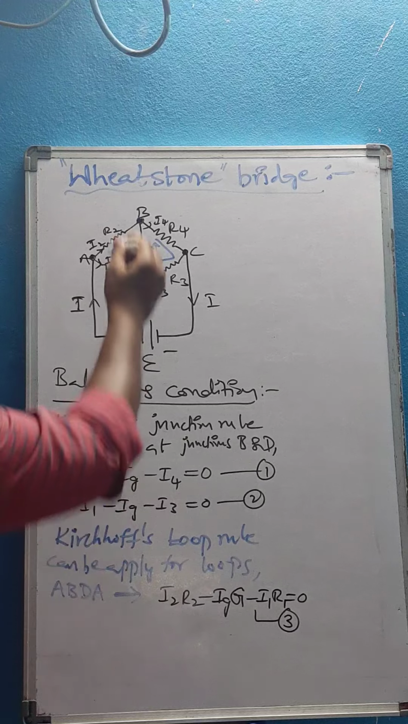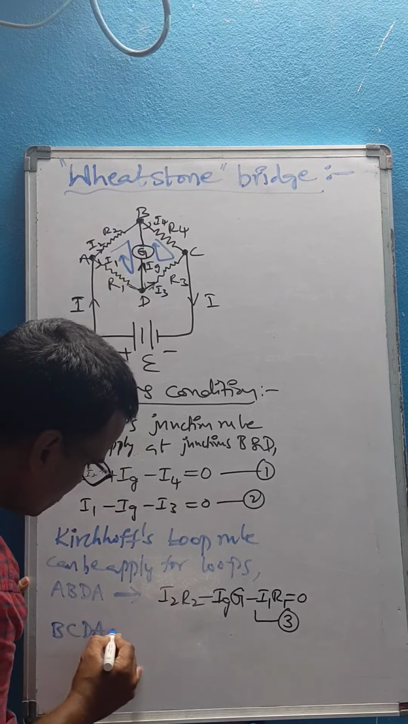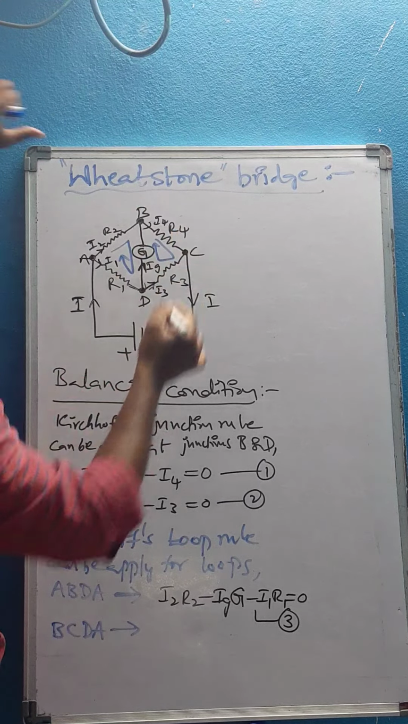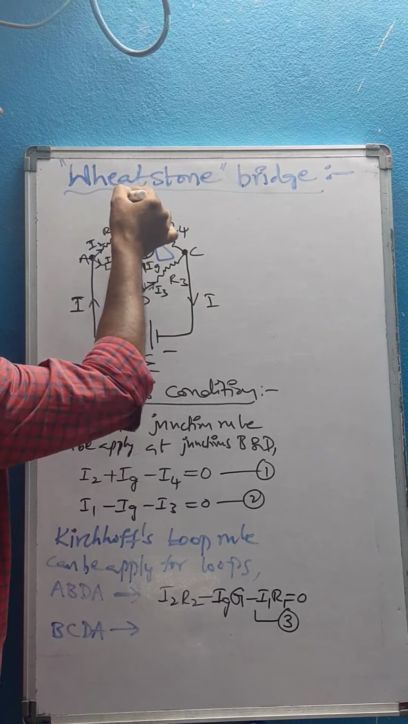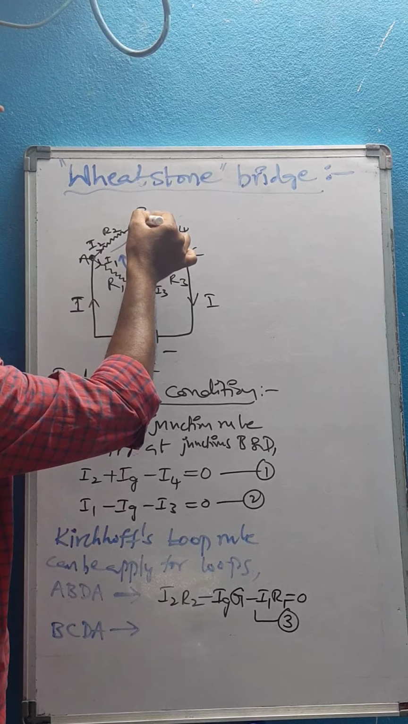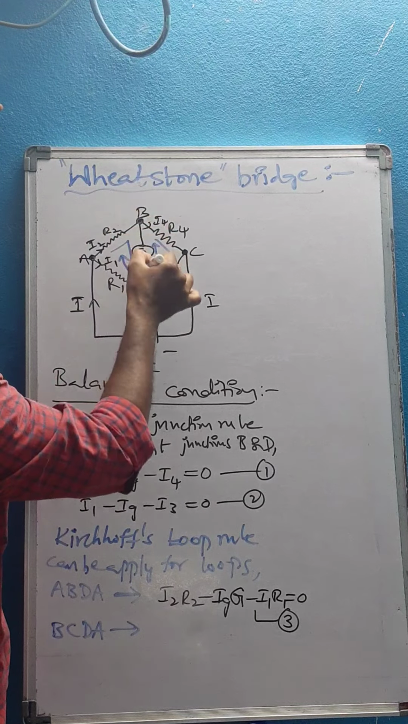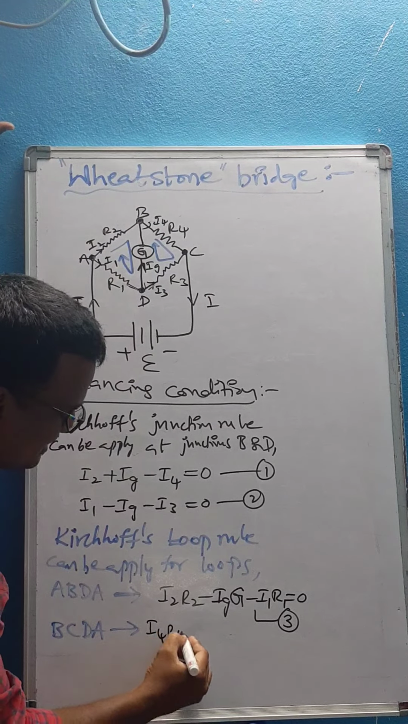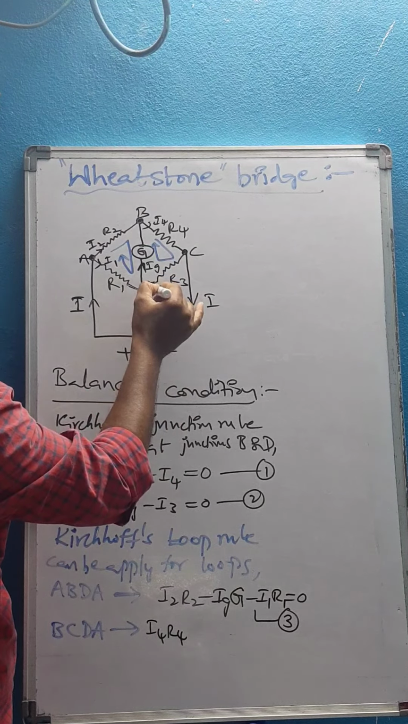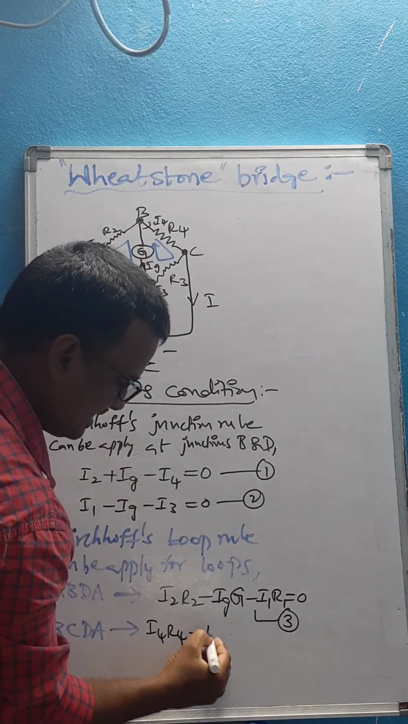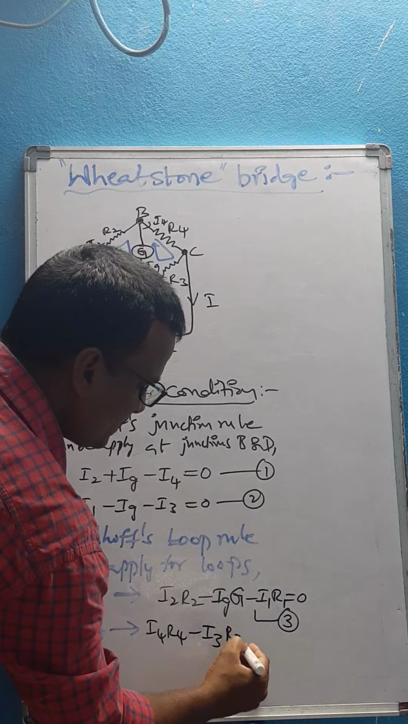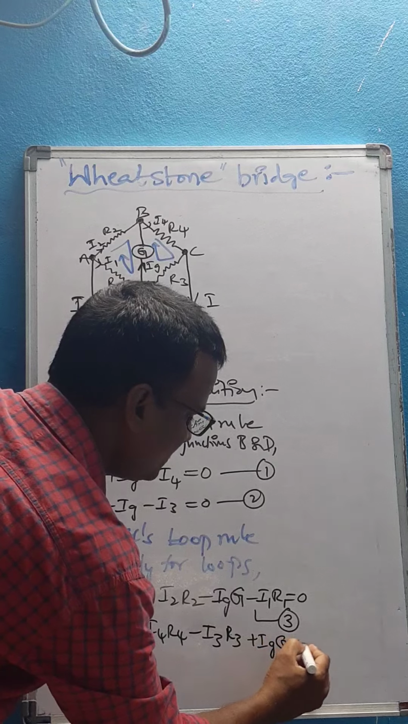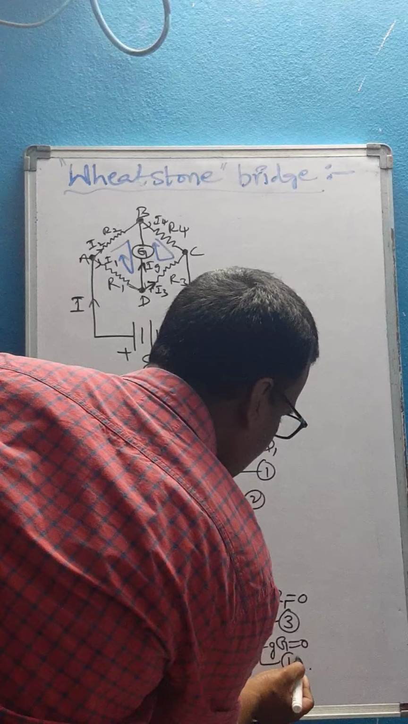Now for the second loop, BCDB, I start from point B. I move along the direction of I4 to C, then to D, then back to B. So I4 is taken as positive, and I move opposite to I3, so I take a negative sign for I3. Finally, I move along the direction of IG, so I take minus IG G. This is equation number 4.